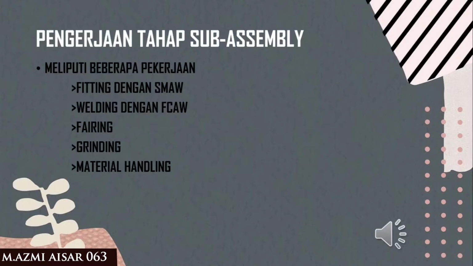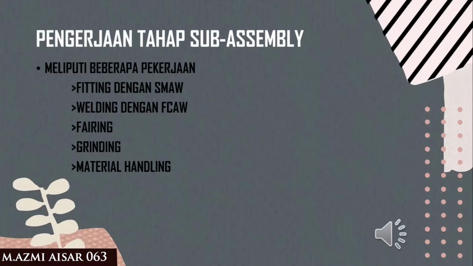The second is welding with FCAW. Welding with FCAW is a welding process that is carried out by supplying a filler electrode or welding wire mechanically and continuously into an electric arc. The third is fairing. Fairing is to run a large number of different lines of curves to ensure fairness at the point of curvature of each part and perfect the overall shape.